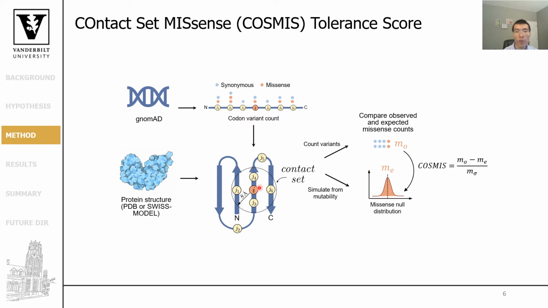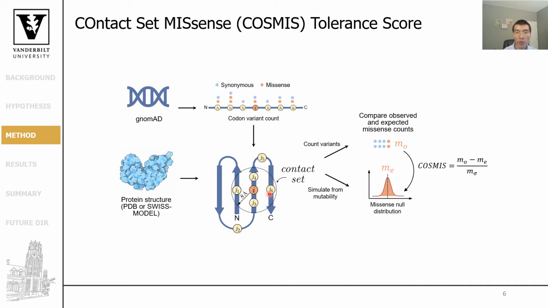Here is how the framework works. In a nutshell, our framework estimates the constraint on a residue of interest as the depletion of missense variants in its contact set compared to the number expected if it were evolving neutrally.